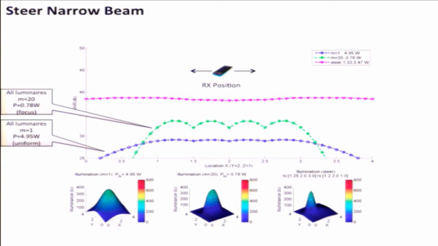And then the third case, what we're doing is we're not only focusing a beam, but we're also steering the beam. As the device moves through the space, we focus the nearest one onto the device to maximize SNR, and all the other ones stay a wide diffuse light, and we end up with the best improvement in terms of SNR, but we also end up with a very peaky distribution of light.